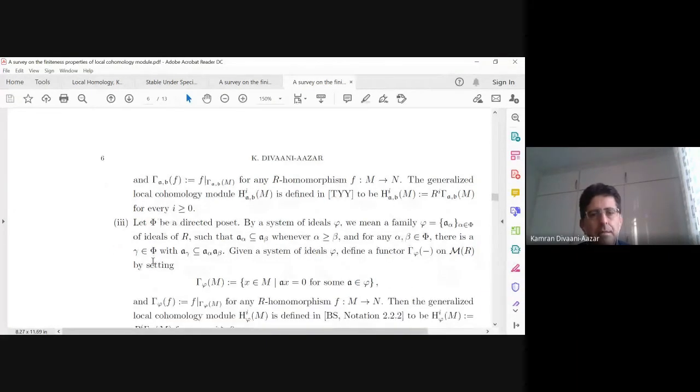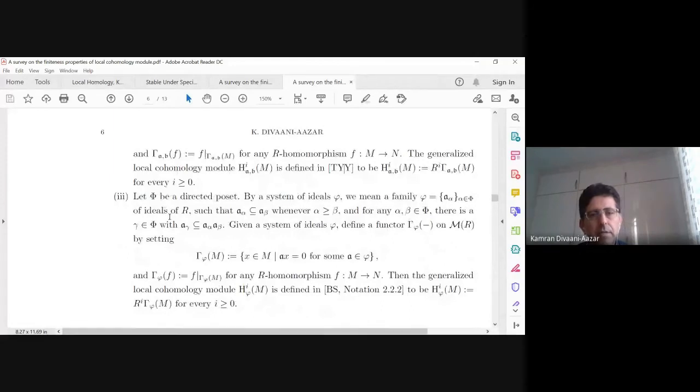The third generalization is as follows. Let phi be a directed poset. By a directed poset, I mean a partially ordered set, and for any two elements alpha and beta in phi, there is a third element gamma, such that both alpha and beta are less or equal to gamma.